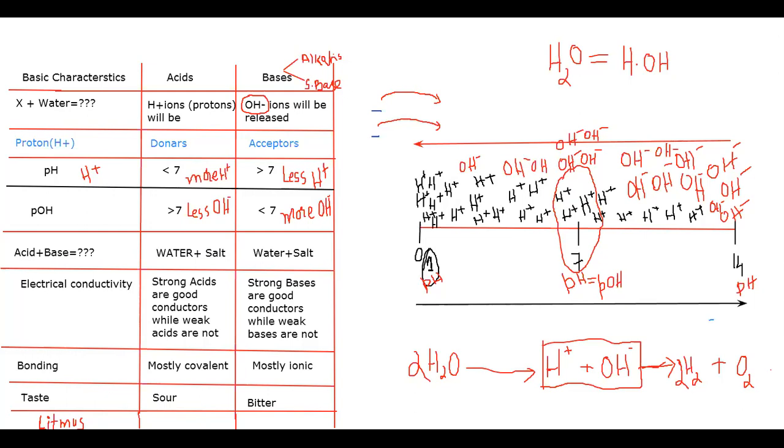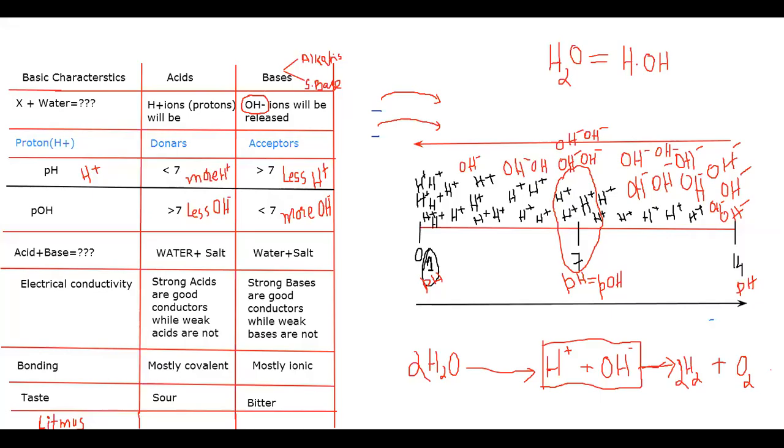And what about the base? The base may turn the litmus to blue. So acid turns the litmus red. I will use the term here, red, RED. And the bases, I will use the next color here. The base turns the litmus color into blue.